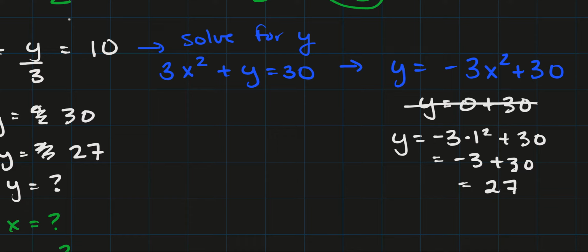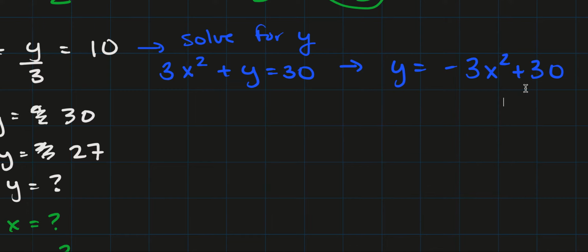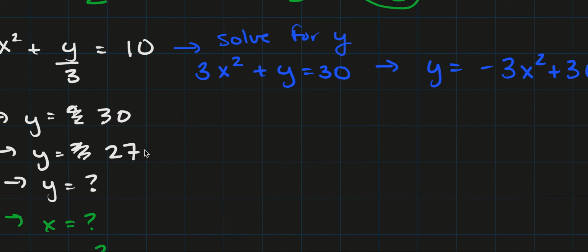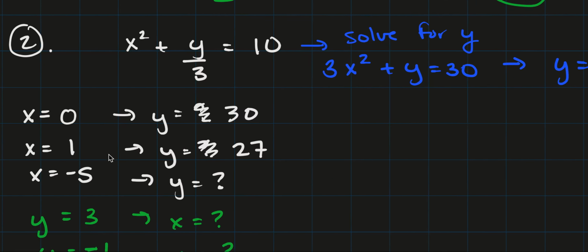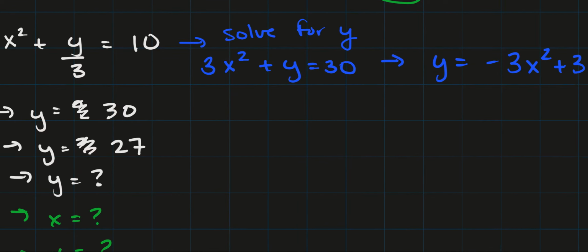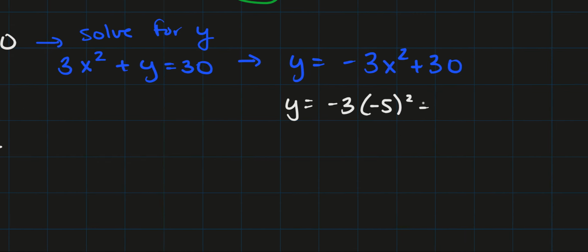And we have one more to do. Let's erase this. The last one is x is -5. This might actually turn out to be a big number. So y is equal to -3, -5 squared plus 30. Okay, we got a lot of things going on here. First, we need to square -5. So -5 times -5 is a positive 25. And then we multiply it by a -3 and add 30.